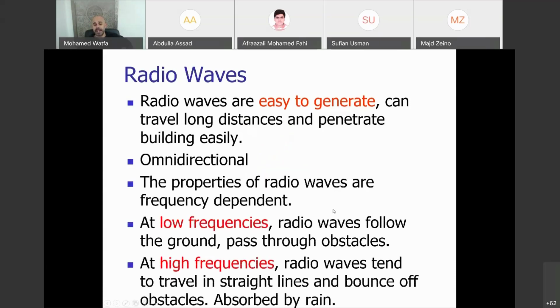They're frequency dependent. Low frequencies follow the ground and pass through obstacles. At high frequencies, they typically travel in straight lines and bounce off obstacles. So who uses high frequency? Who could give me an example of how high frequencies actually bounce off walls? What uses radio waves at high frequencies? Come on, yalla.